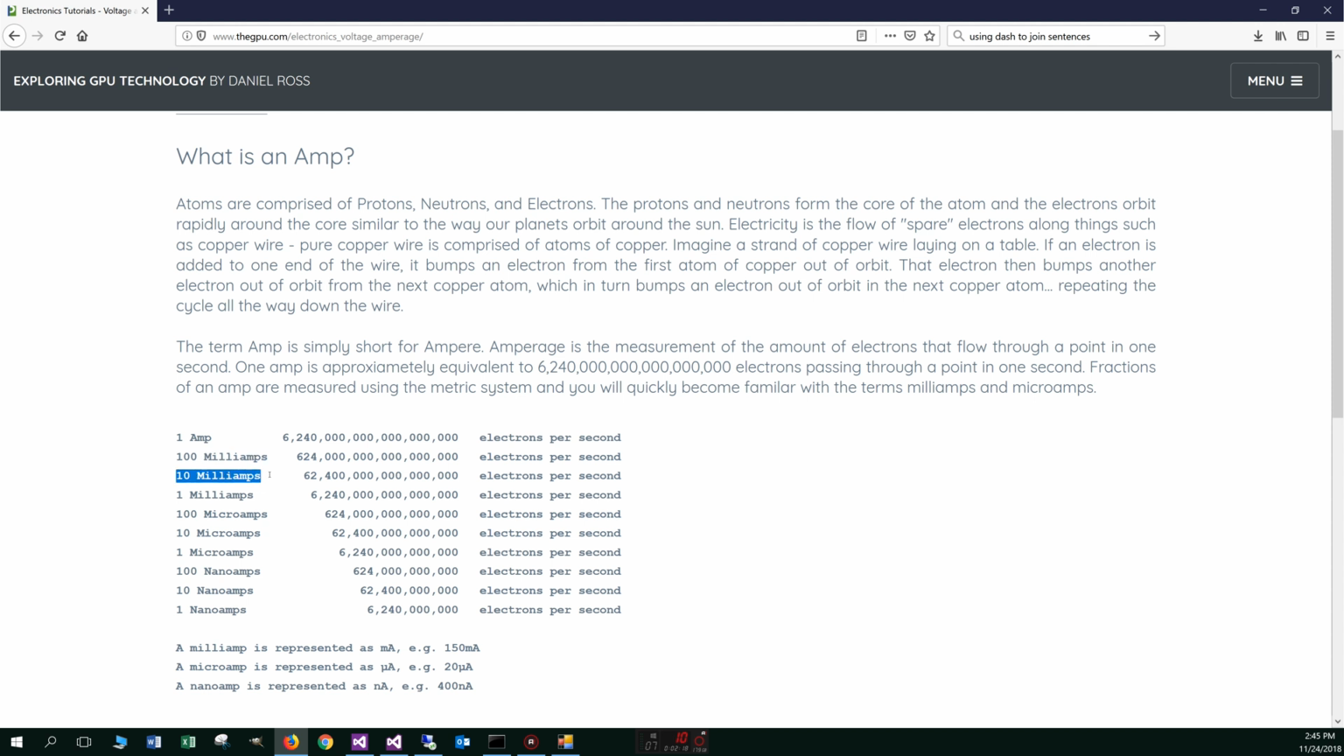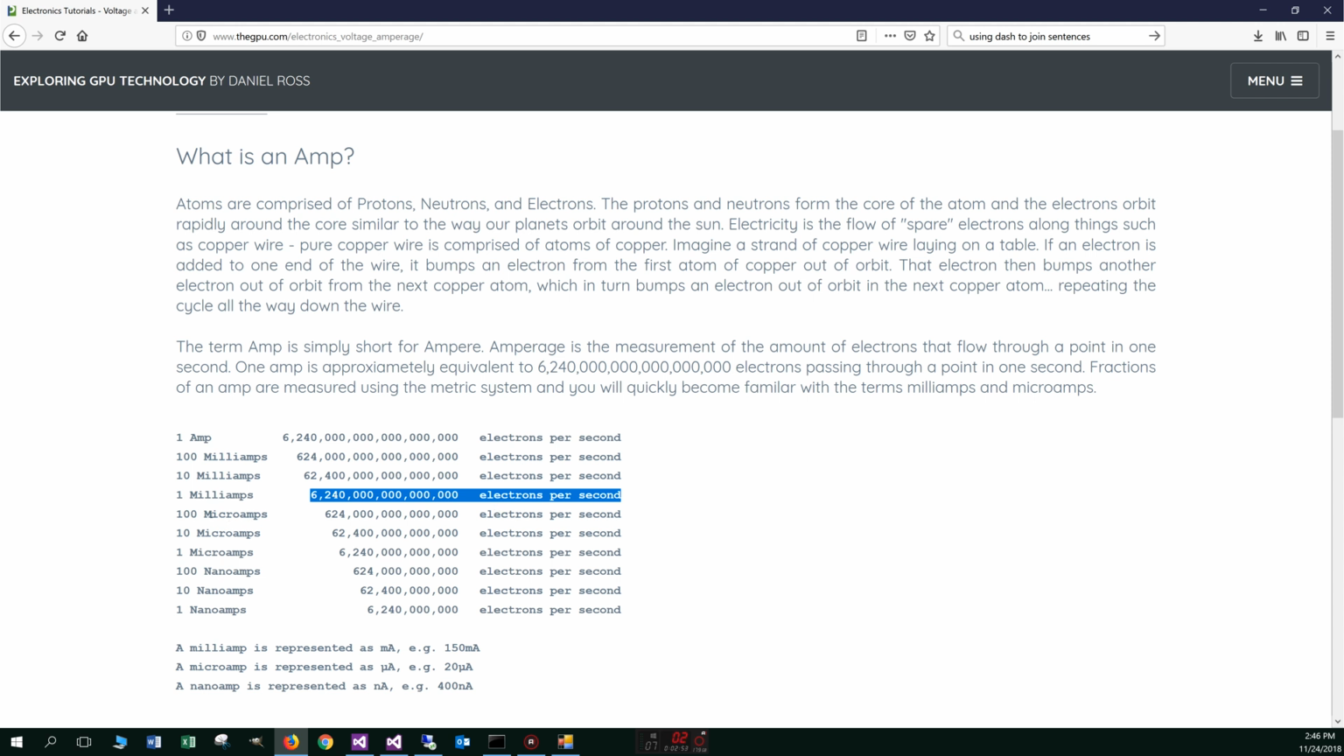At 10 milliamps, we're at 100th of an amp, so this amount of electrons pass through a certain point every second. At 1 milliamp, we're at 1,000th of an amp. So an amp is 1,000 times more powerful than a milliamp, or a milliamp is 1/1,000th as powerful as an amp. And we have this many electrons passing through a certain point per second.